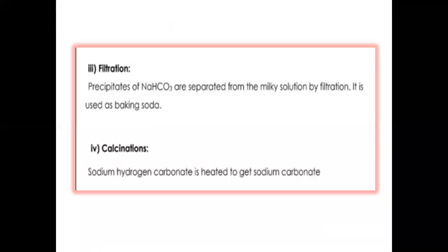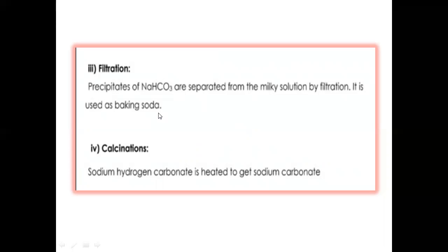When the sodium bicarbonate is formed and precipitates out, the ammonium chloride remains in solution, as it is soluble in water, while sodium hydrogen carbonate is in the solid precipitate form, so we can separate both by filtration. After filtration, sodium hydrogen carbonate is left on the filter paper, and the ammonium chloride goes into the solution. This sodium hydrogen carbonate, I told you, is used as baking soda.